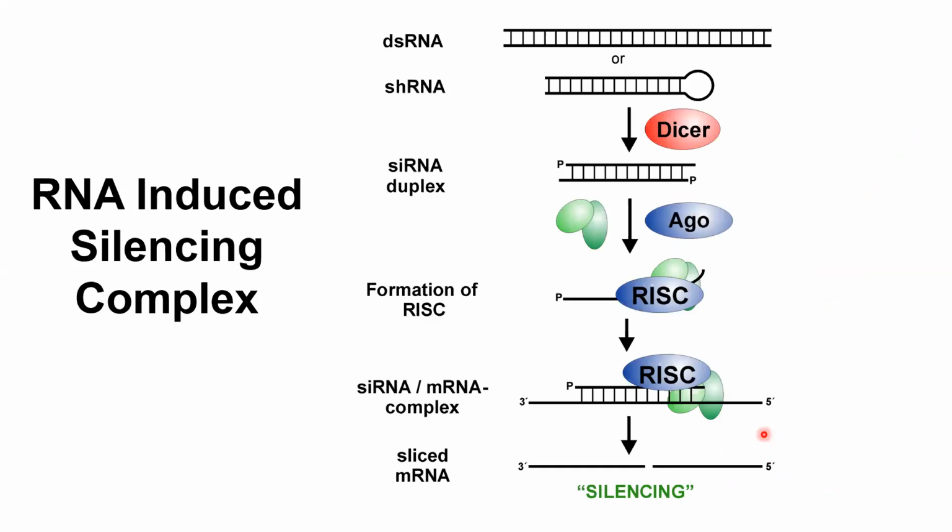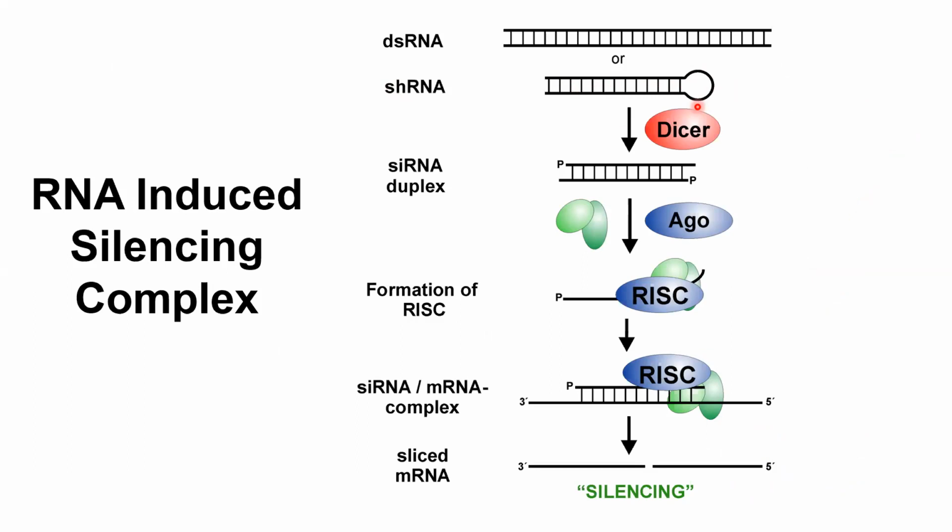Now the same process will happen if we have a double-stranded RNA. This is the small interfering RNA or the short hairpin RNA. In both cases, in short hairpin RNA, we will design it in such a way that there is base complementarity and a hairpin loop is formed. The dicer will recognize the double-stranded RNA molecules and it will chop it into smaller pieces.